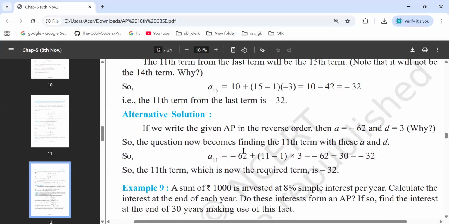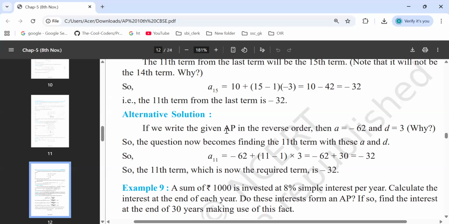Now there is also one alternative solution that I can provide to you, and I have also explained it over here. You can see that, suppose we write this AP in the reverse order. We will consider A as minus 62, and we consider D as 3. Are you guys understanding what I'm trying to say? We are reversing the AP.